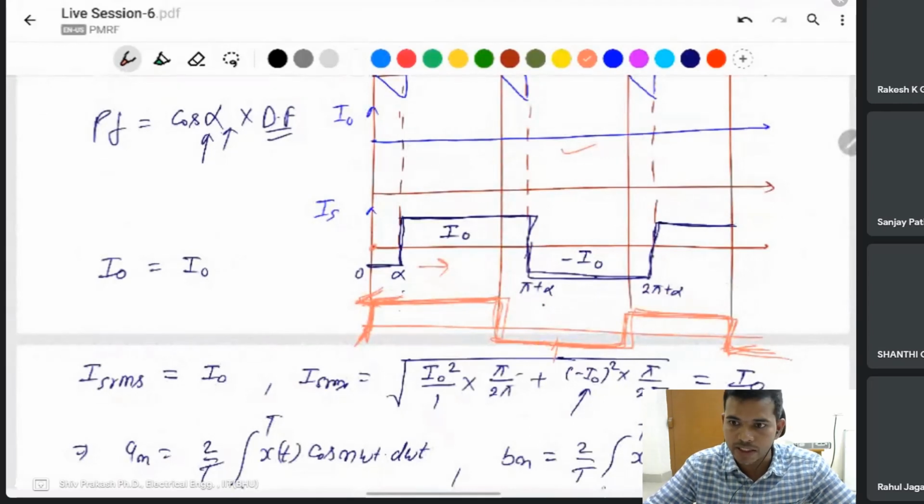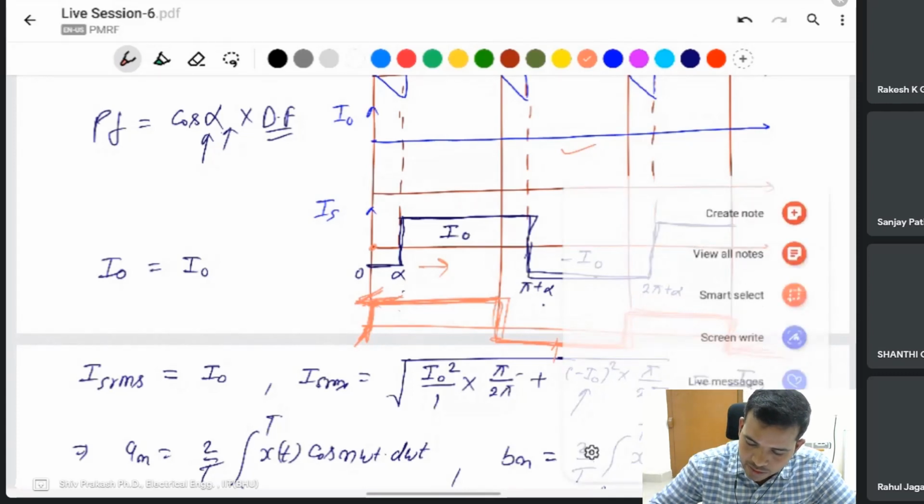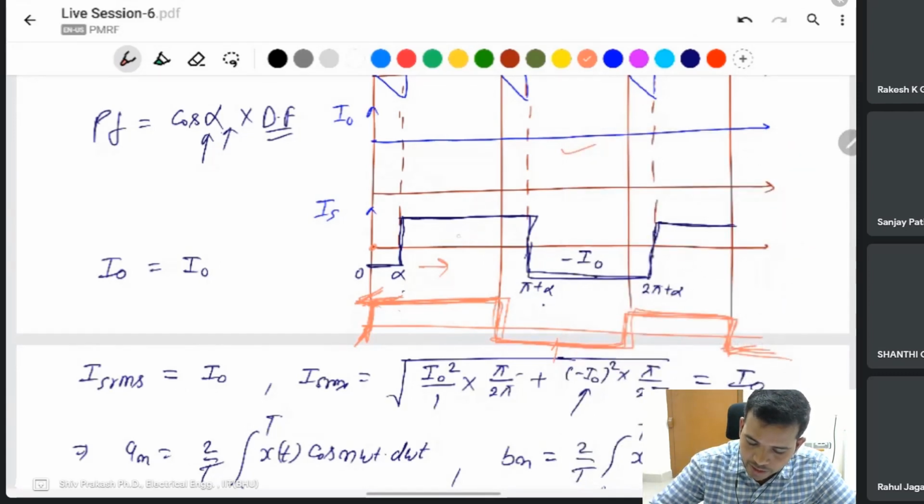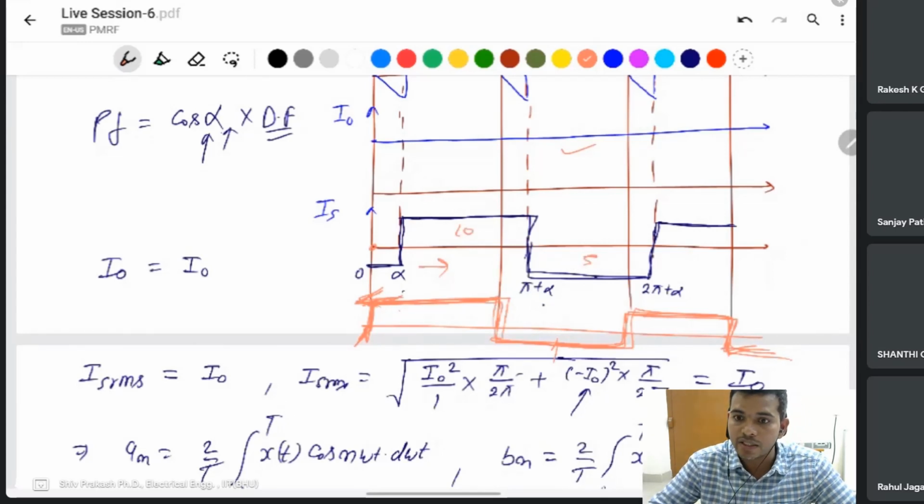This one is DC. Now this is not having DC. If it is having DC, then we will be calculating another term, A naught. If the positive and negative sides are not the same, for example if this one is 10 and this one is 5, then in that condition A naught will also be present.